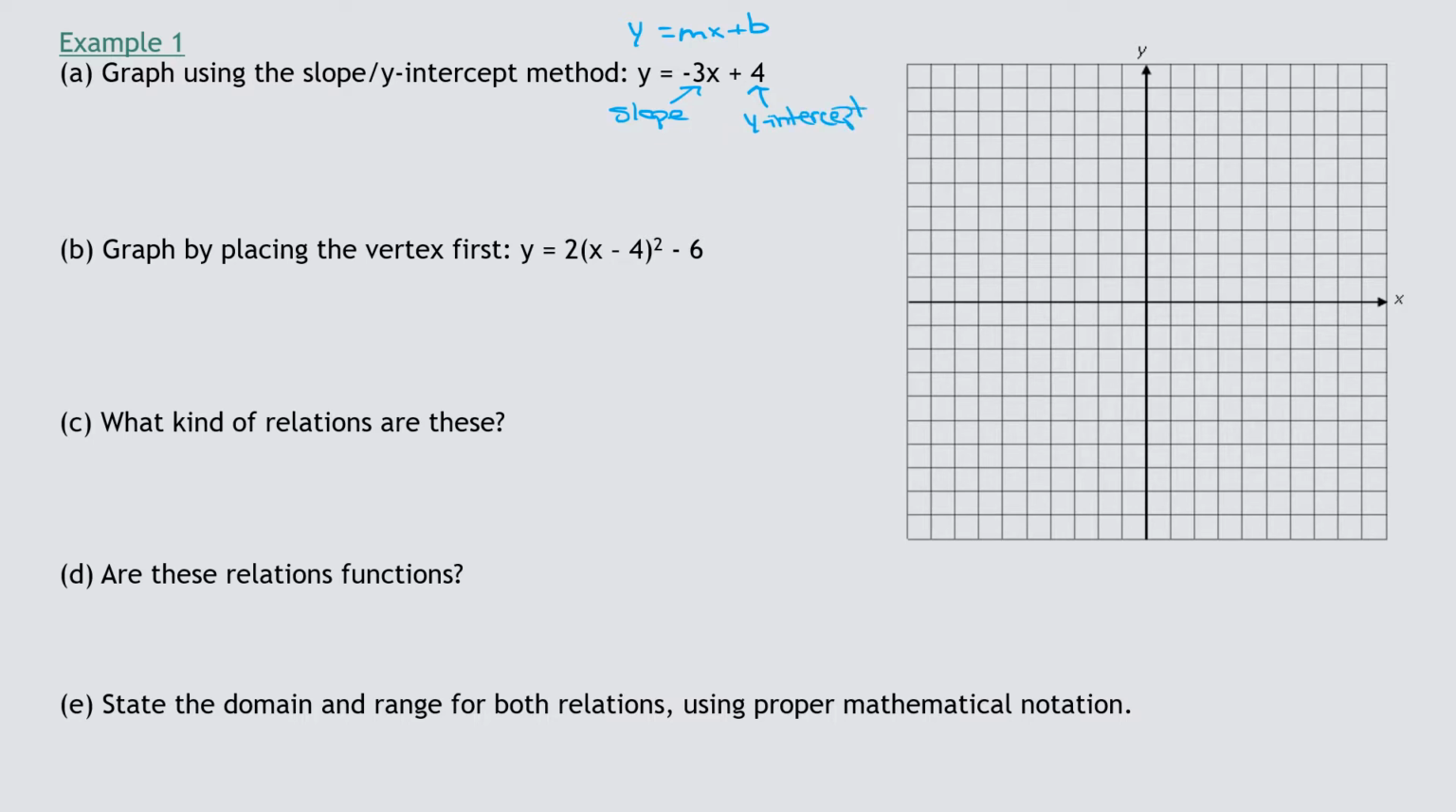Okay, so before I graph it, I need to put a scale on my axes. If you don't tell me your scale, tell me what you're counting by, then I will guess. So for this one here, I'm going to count by ones. Every grid line is equal to 1 unit. I'm going to label every second one though, just because it gets really crowded if I label every one.